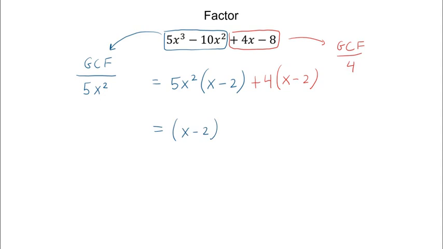And when we divide 5x squared times x minus 2 by x minus 2, the x minus 2's cancel out and leave us with 5x squared. And when we divide 4 times x minus 2 by x minus 2, the x minus 2's again cancel out and leave us with plus 4. So the final factorization of 5x cubed minus 10x squared plus 4x minus 8 is x minus 2 times 5x squared plus 4.